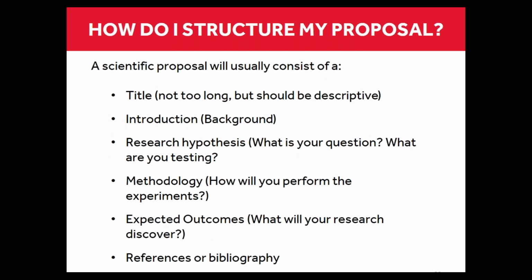So a scientific proposal consists of several sections. First thing you need to think about is your title. So the title shouldn't be too long, maybe 30, 40 words long. It should be descriptive and to the point. It should tell the reader exactly what you're trying to investigate.